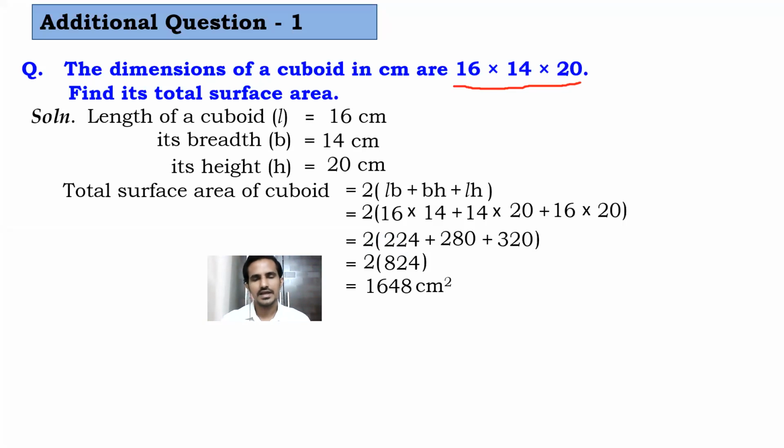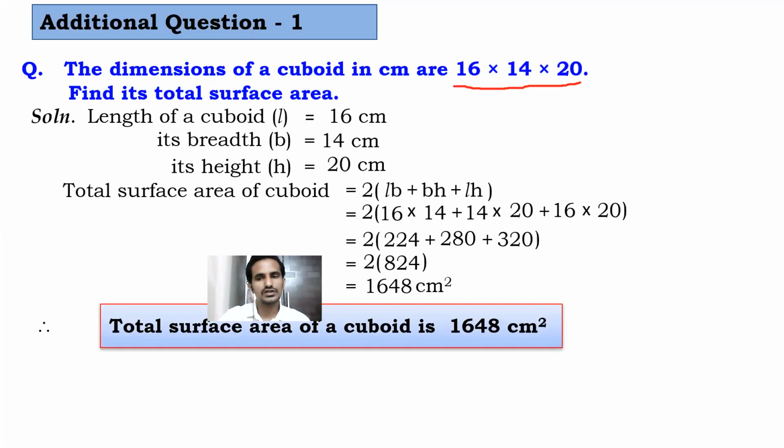In this chapter, in the initial exercises, we are solving questions based on area, and in the later exercises, we are solving questions based on volume. So whenever it is area, it should be in square units, so centimeter square. Whenever it is volume, it should be in cubic units. So this is how we get it.